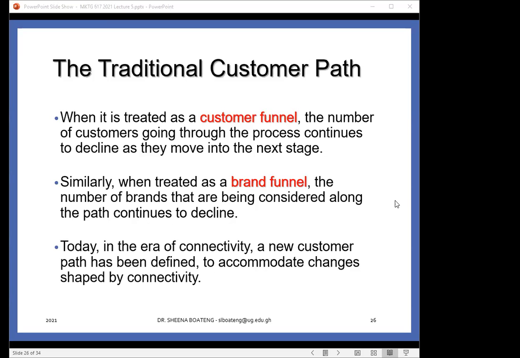Hello, Doc. Please, with this model, what you have just told us, that means by the time you get your loyal customers, the number would have reduced. Yes. So I wanted to find out if there was any new strategy that reverses this model, so that by the time you get to loyal customers, there will be more instead of less.